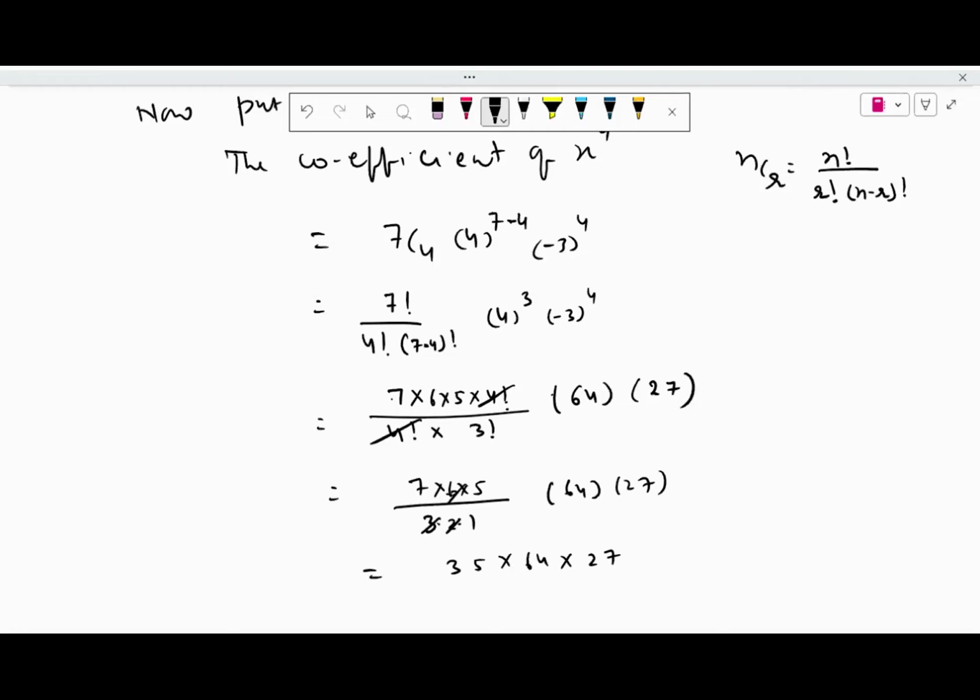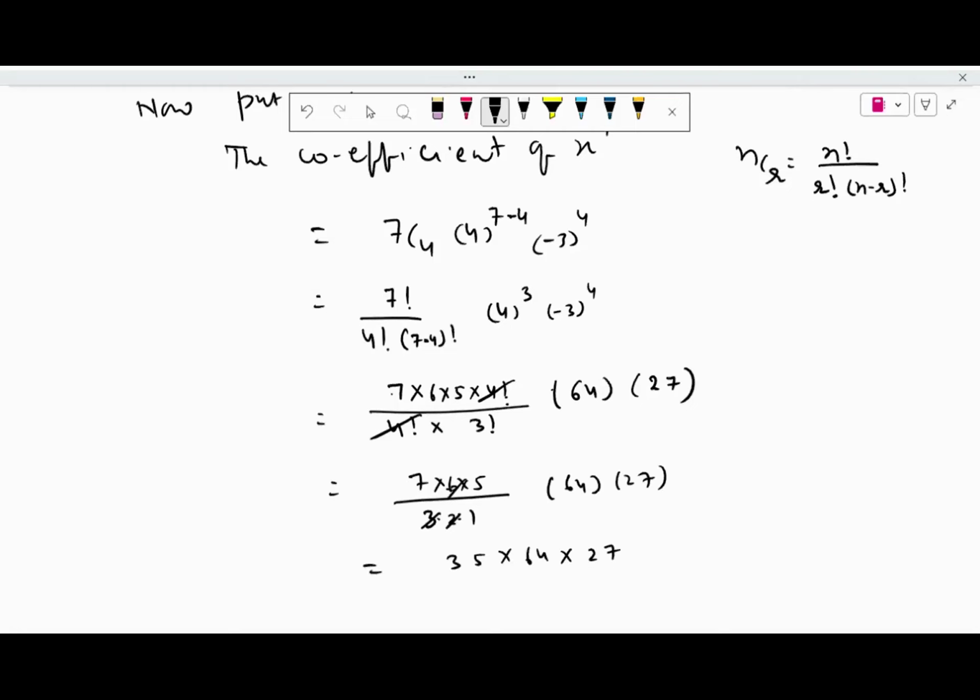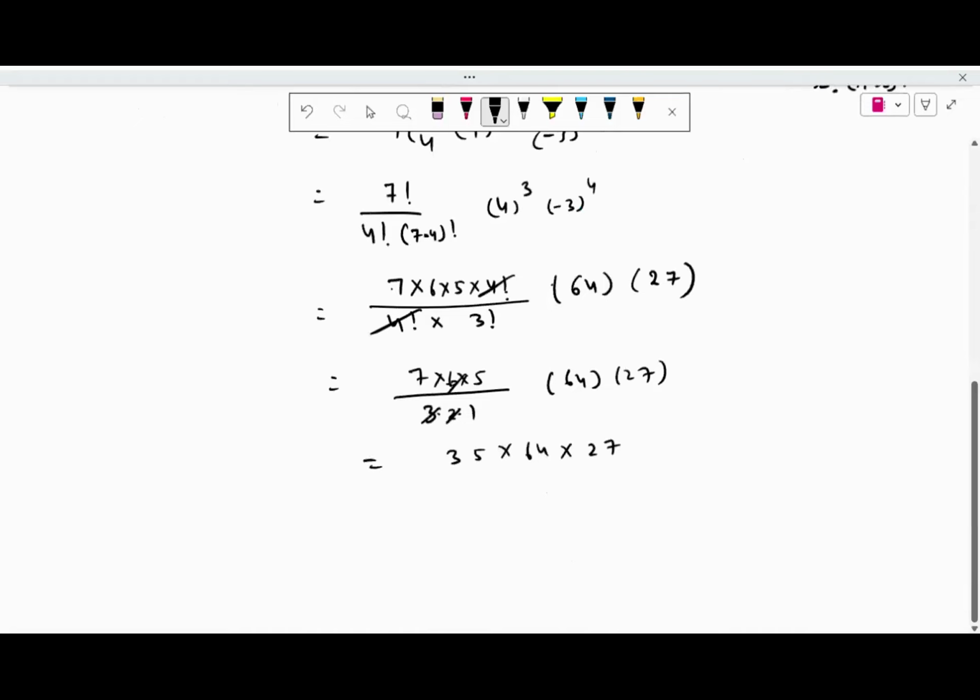You can even use the calculator to get the answer as well, because calculator is allowed in your exams. Only in India, we don't have to use calculator in our exams. Even in India, in some of the boards like ICSE and other boards, they use calculator.